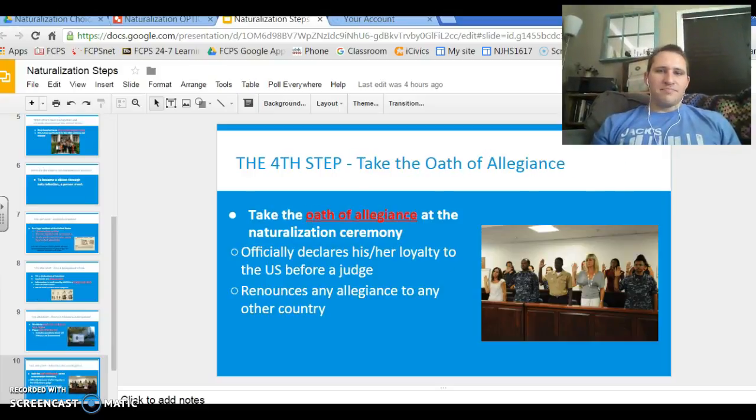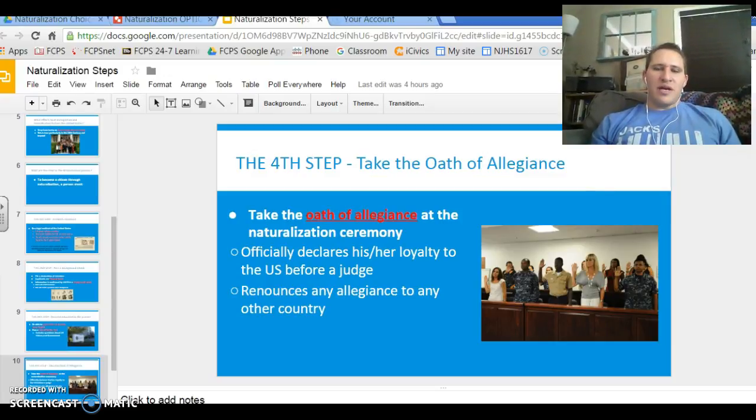The fourth step is really the final step, and you go into a courthouse in your locality, and you will take the oath of allegiance. Basically, the oath officially declares that you are going to be loyal to the United States, and you are going to renounce your allegiance to any other country. You say that the United States is the nation of your choice, and that you will agree to obey our laws, our rules, and be of good moral character from here on out.